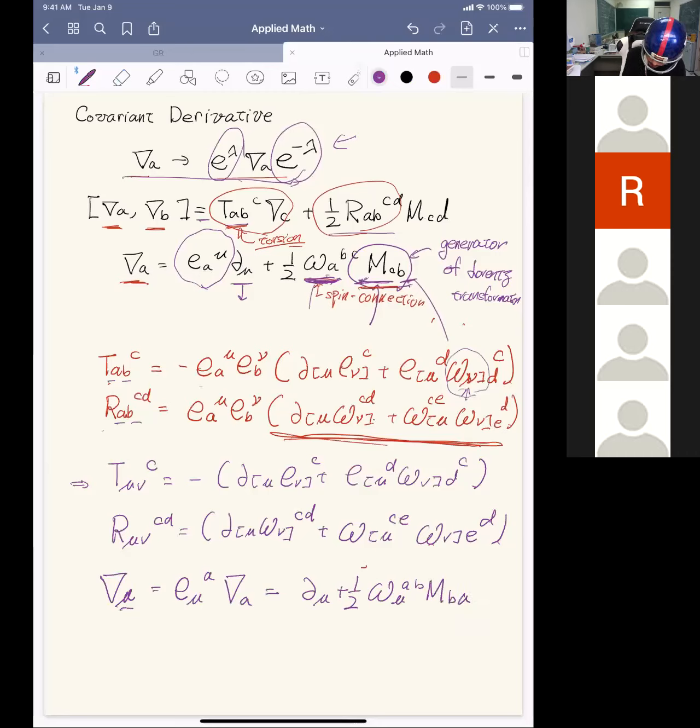And in this form, T mu nu is extremely simple. T mu nu C is just minus the covariant derivative acting on E nu C, and R mu nu AB MBA is just going to be equal to 2 times the commutator of the covariant derivative.